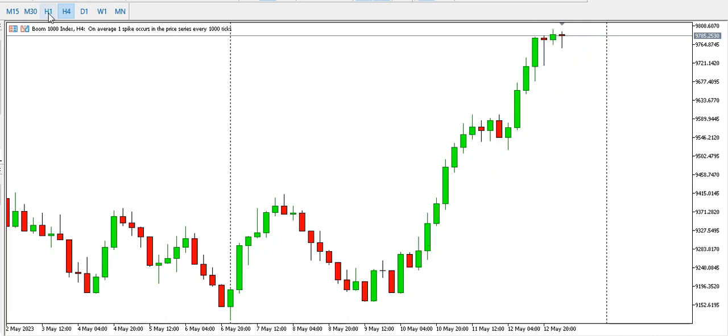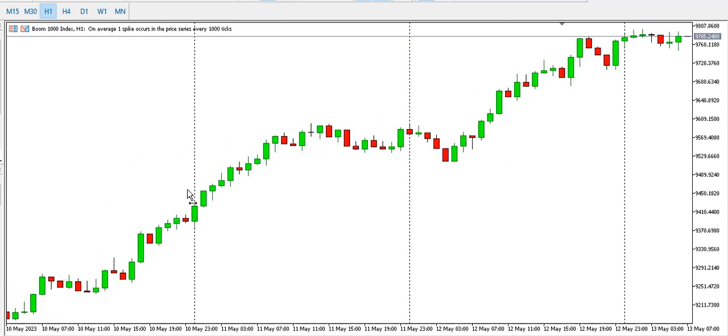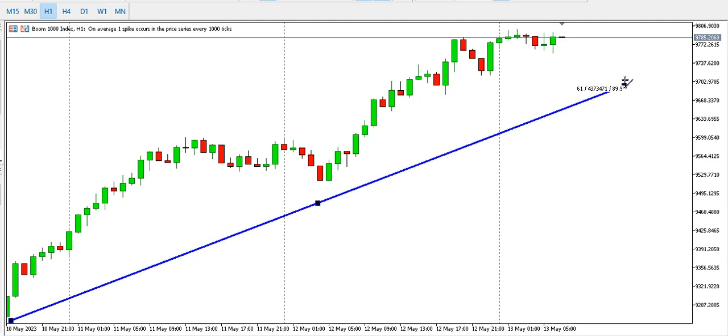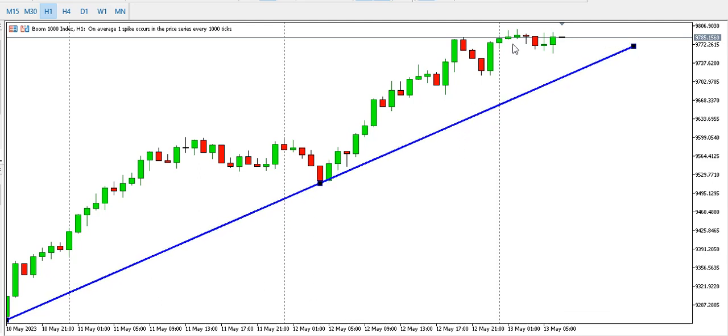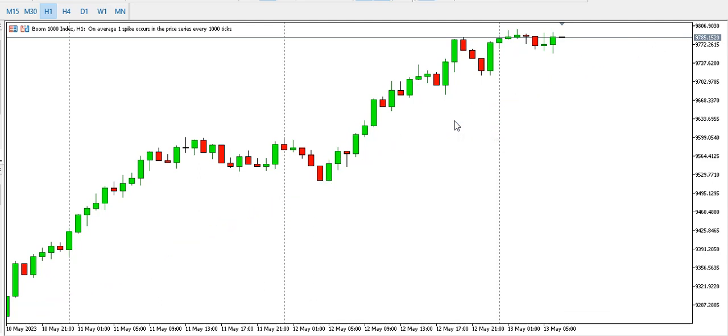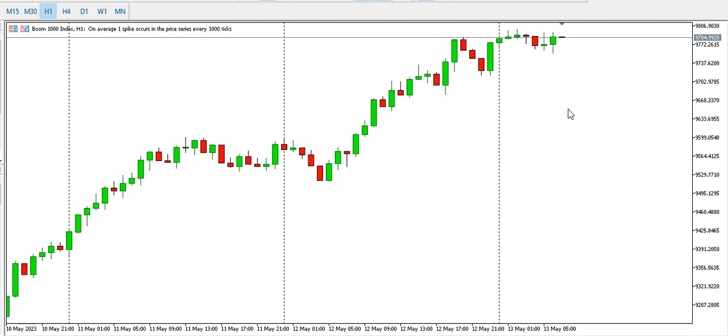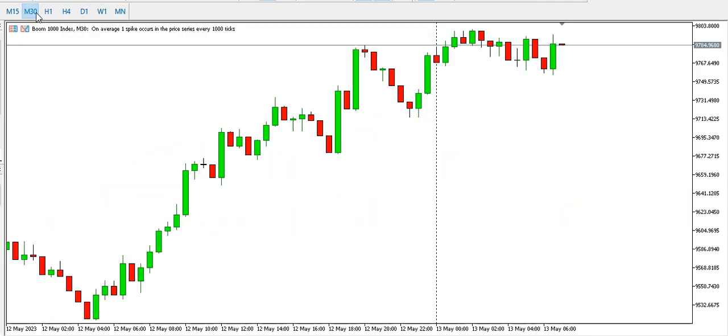Let's look at the 1 hour time frame. What do we have? It is a bullish run. The price keeps establishing higher highs. Look for buy opportunities only for now on Boom 1000. If you are going to buy on the 1 hour time frame, let's look at the drawdown. It's about the same drawdown. So if you place your buy here, your stop loss should be somewhere around here. So that's that for the 1 hour time frame Boom 1000 index.